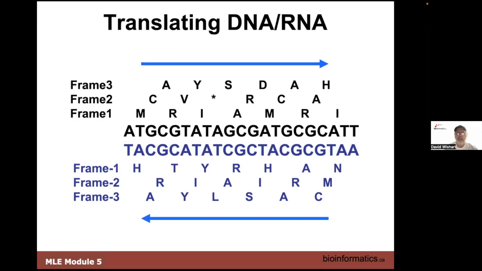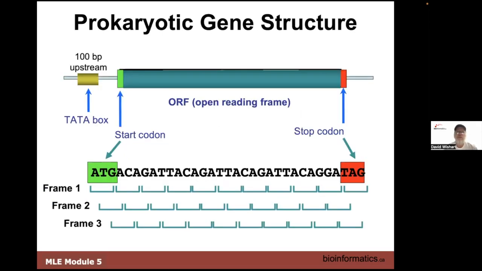Again, I think everyone knows that. Just a quick review of prokaryotic gene structures. Prokaryotes have a really simple gene structure. Typically, they'll have some upstream signaling components. The most common one is called a TATA box, maybe 100 bases upstream. They have a start codon and a stop codon. Genes in prokaryotes are typically called open reading frames. They don't have interrupted genes like eukaryotes, so it makes it a lot easier to find things.